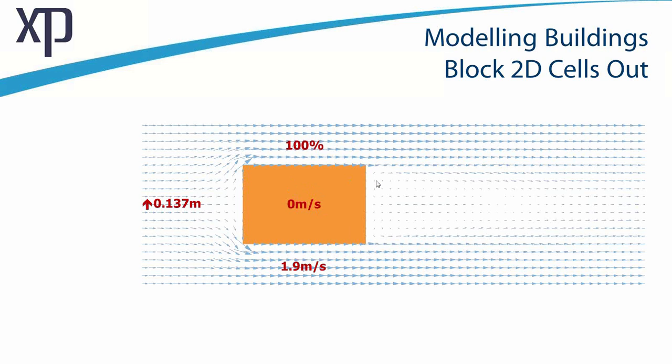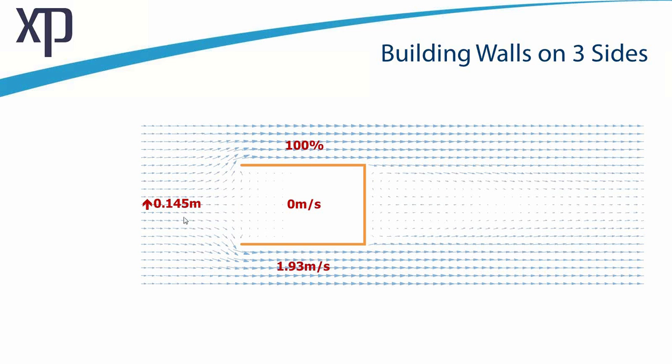Another approach is to actually digitize the building effectively on three sides, and normally leaving either the upstream or downstream open for water to get in. One nice thing with the XP2D is that you can actually raise the sides or the elevations on the sides of the cells, not the whole cell itself. And the afflux in this situation is 0.145 meters, which is slightly higher than blocking the whole building out.